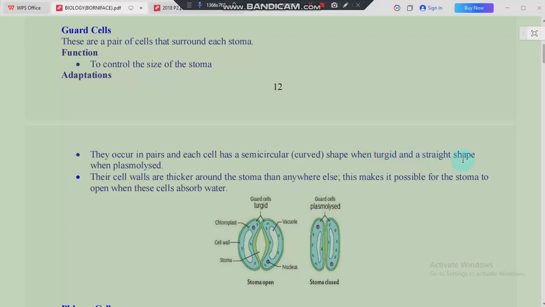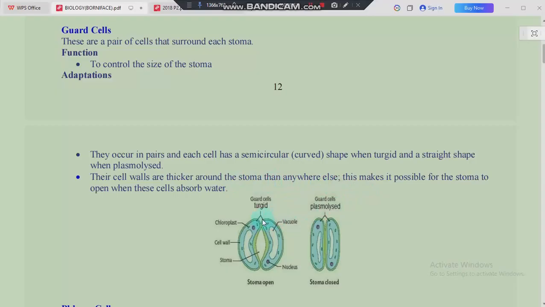And it becomes straight when it is plasmolized. So to be plasmolized, it's more like the cell is losing water. So the cell walls are thicker around the stoma than anywhere else. So these are the adaptations for these guard cells.